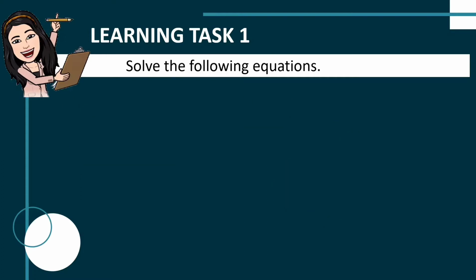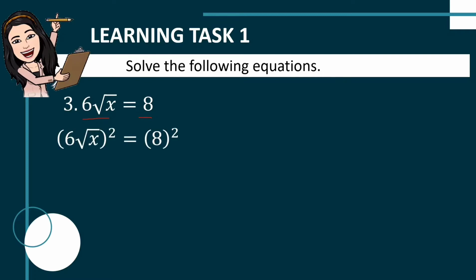Let us now have number 3. Our given is 6 square root of x is equal to 8. Here, the radical expression is isolated again. So we raise it to the power of the index. What is our index? Okay, we have 2. So therefore, we raise both sides to the power of 2. That will be equal to 6 square root of x raised to the power of 2 and 8 raised to the power of 2.